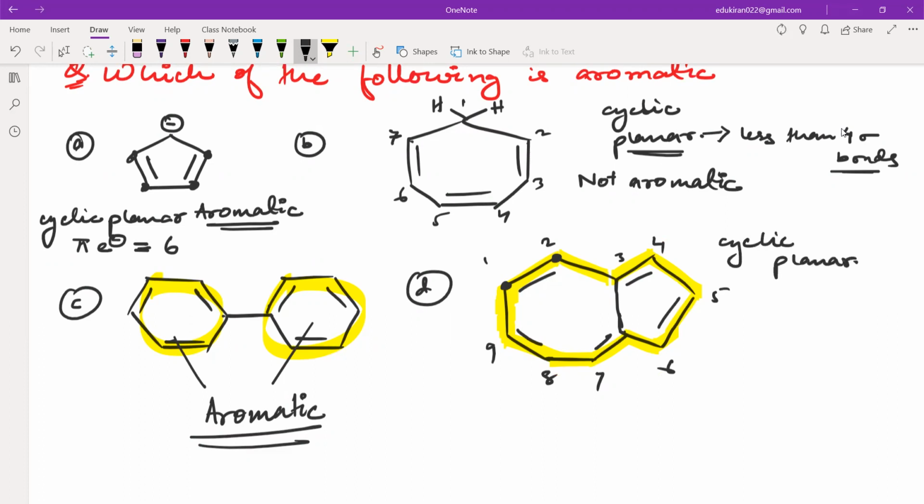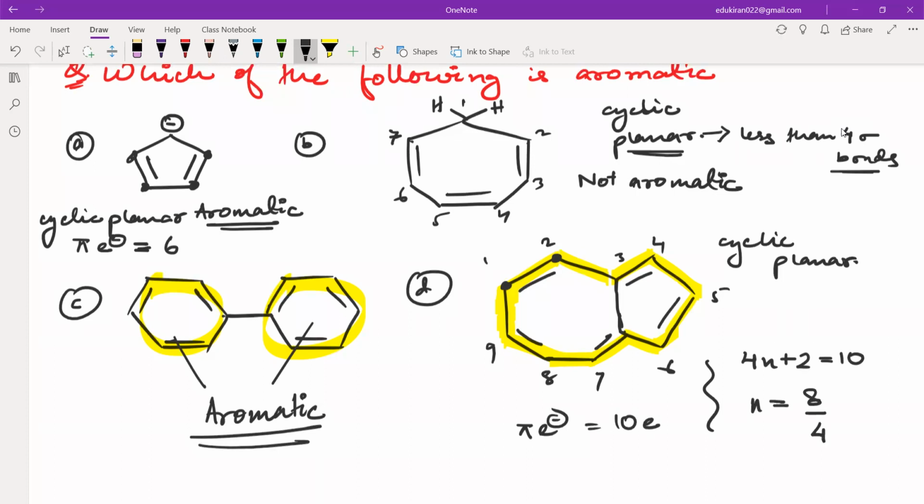Now we have to look at the number of pi electrons. So the number of pi electrons is equal to 1, 2, 3, 4, 5 bonds, which will be equal to 10 electrons. Now, if I put it in the formula of Huckel rule, 4n plus 2 is equal to 10, then I will be getting n is equal to 8 by 4.